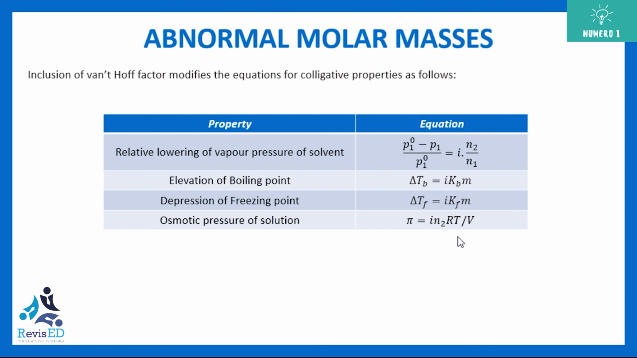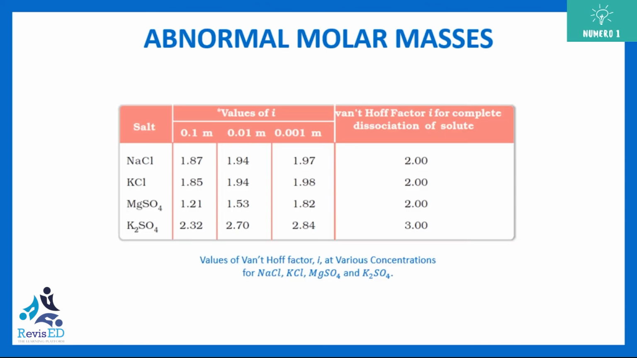Just to give some examples of salts: for NaCl, the i value is taken to be 2. KCl dissociates into 2 ions, so the i value is 2. MgSO4 dissociates into Mg2 plus and SO4 2 minus, so 2, because there are only 2 ions produced. Now focus here, K2SO4 will dissociate into 3 ions, that is 2 K plus ions and 1 SO4 2 minus ion. So it will be 3.